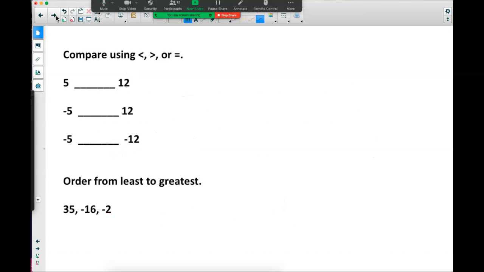Okay, so let's compare some things. If I was going to compare 5 and 12, and we're going to use these symbols, we have to remember that this is a less than symbol. This one is greater than. And then obviously equal.